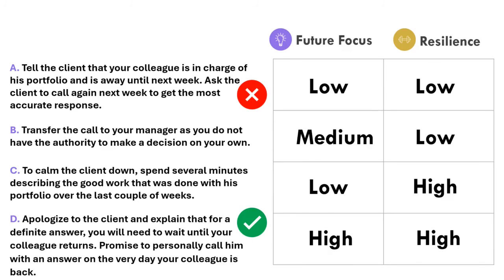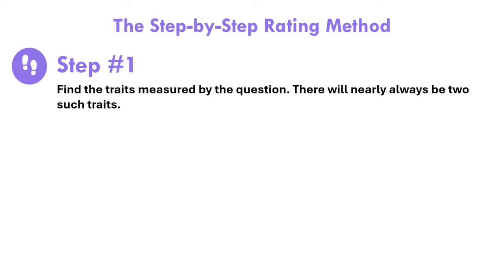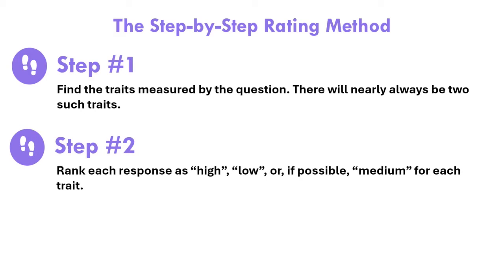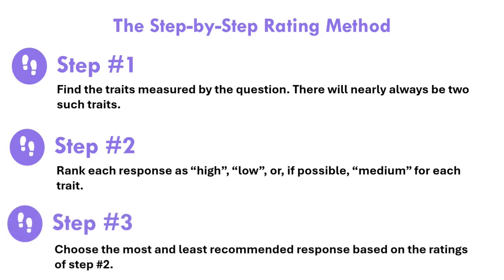So if we want to summarize the step-by-step method we've just seen, here's how it goes. Step 1. Find the traits measured by the question. There will nearly always be 2 such traits. Step 2. Rank each response as high, low, or, if possible, medium for each trait. Step 3. Choose the most and least recommended responses based on the ratings of Step 2.